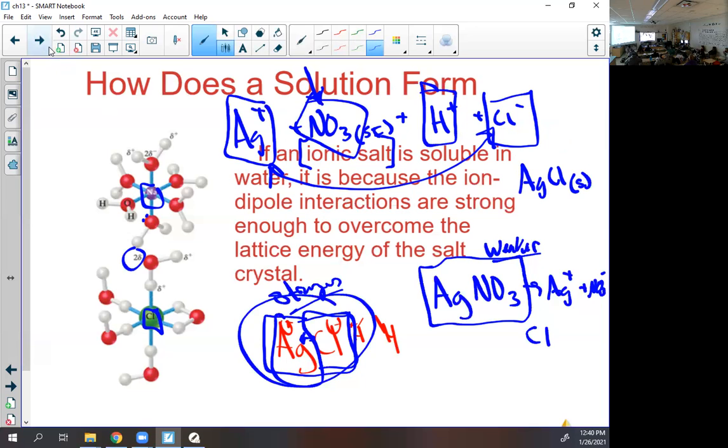Nitrate dissociates easier because it's a bigger molecule. It's definitely easier for water to solvate it. It's not always because of size, because there are other things, but size definitely does matter. C2H3O2, acetate, is also always soluble, no matter who it's with.